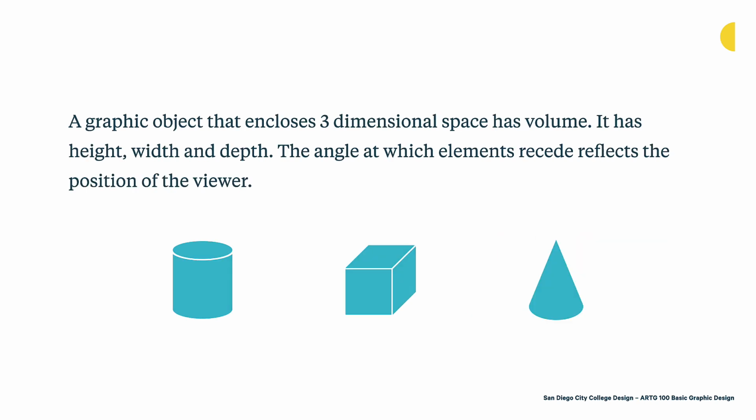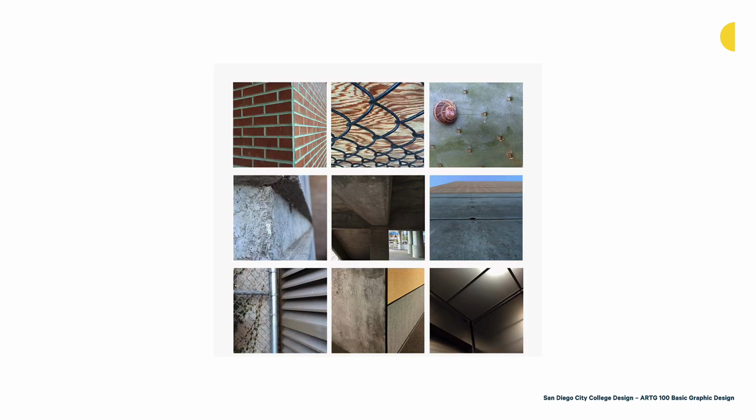And as we talked about earlier, a graphic object that includes a three-dimensional space has volume. It has height, width, and depth. The angle at which the elements recede reflects the position of the viewer. So depending on what angle you look at these objects will depend how those planes are rendered and how it looks. But like I talked about with that trapezoid example, planes can also come together to create the illusion of depth. It can create the illusion of a 3D form like we're seeing with the ones that we're looking at here. So here are some examples of planes in our visual environment.